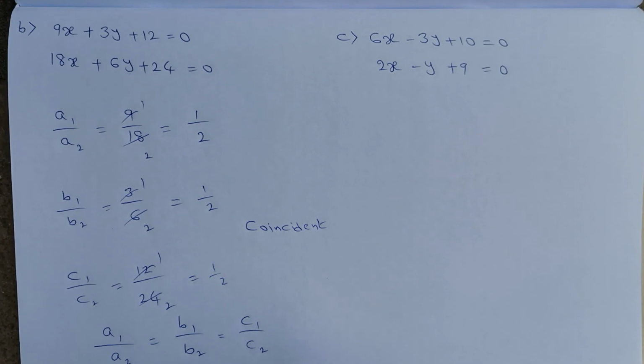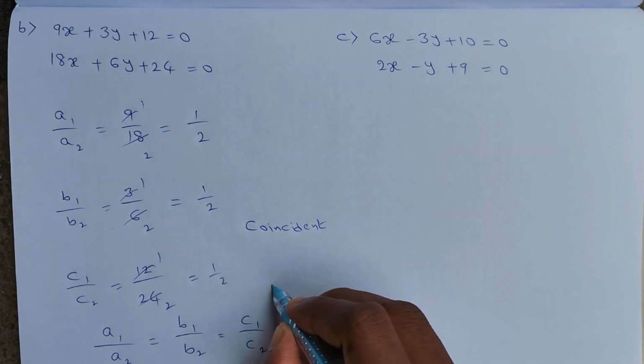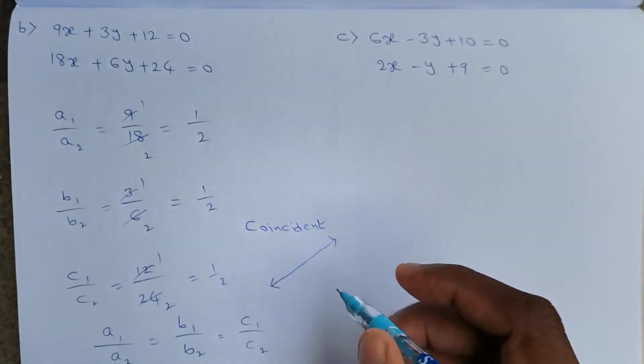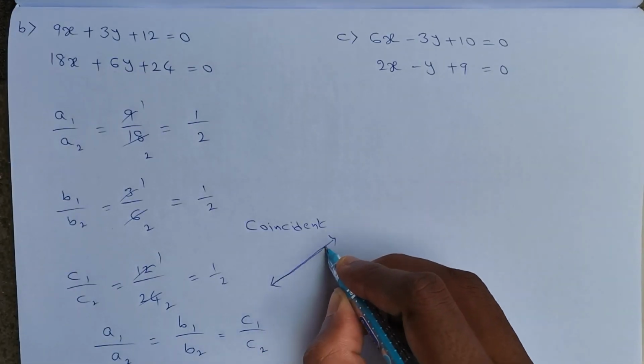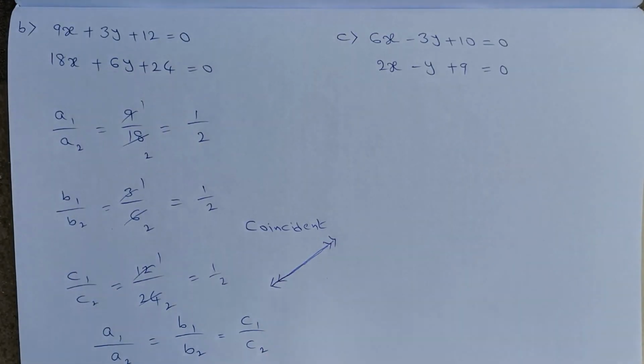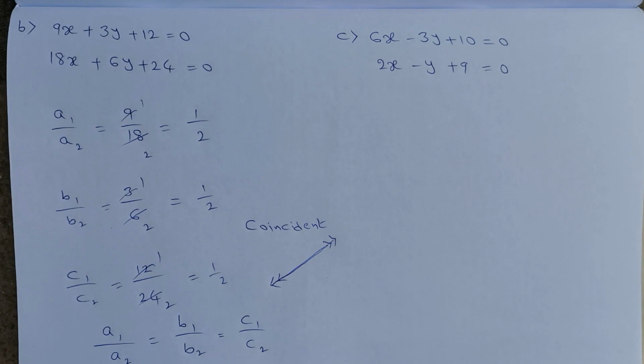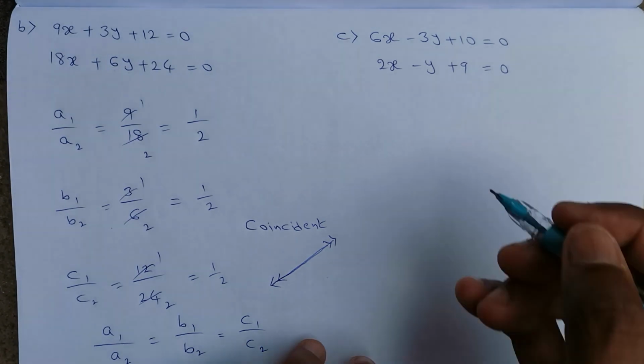Coincident is nothing but one line upon another. For example, if we draw the graph of the first equation, the graph of the second equation will come exactly on that only again. So those lines are called coincident lines. So these two lines will form coincident. Next, come to the third one.